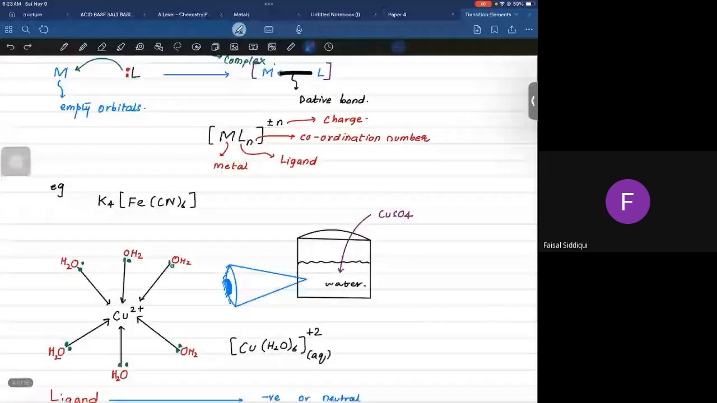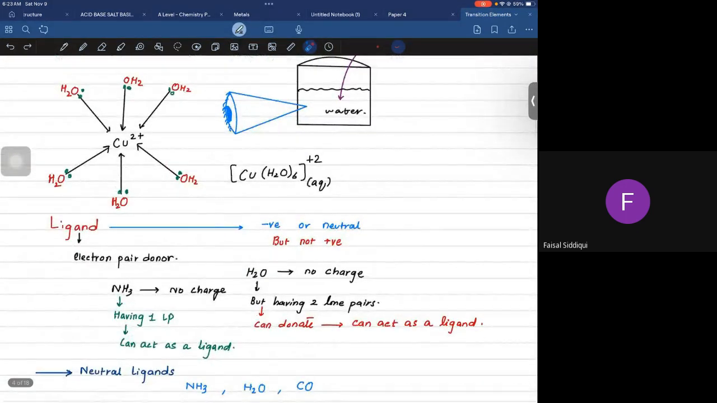Then what is coordination number? Coordination number means the number of dative bonds formed between the metal and the ligand. This is called coordination number. Sometimes coordination number is 2, sometimes 4, sometimes 6. It depends on who the ligand is, and how many bonds it is going to form: 2 bonds, 4 bonds, 6 bonds.